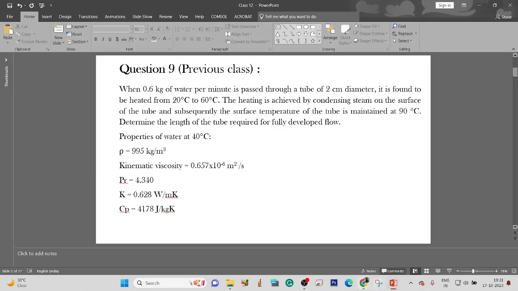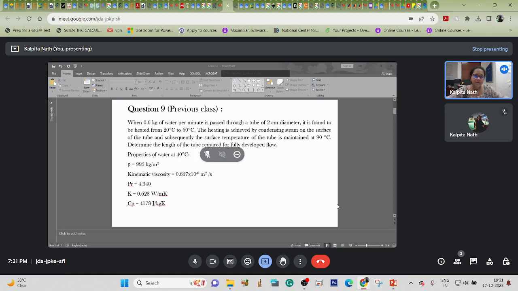Okay, so today we'll start with firstly the previous day's problems. Previous day 5 problems were left to be solved, so we'll start with that. This is the first problem, question number 9 of the previous class, where 0.6 kilos of water per minute is passed. That is the mass flow rate, and it's passed through a tube of 2 centimeter diameter, and it's found to be heated from 20 to 60 degrees Celsius.